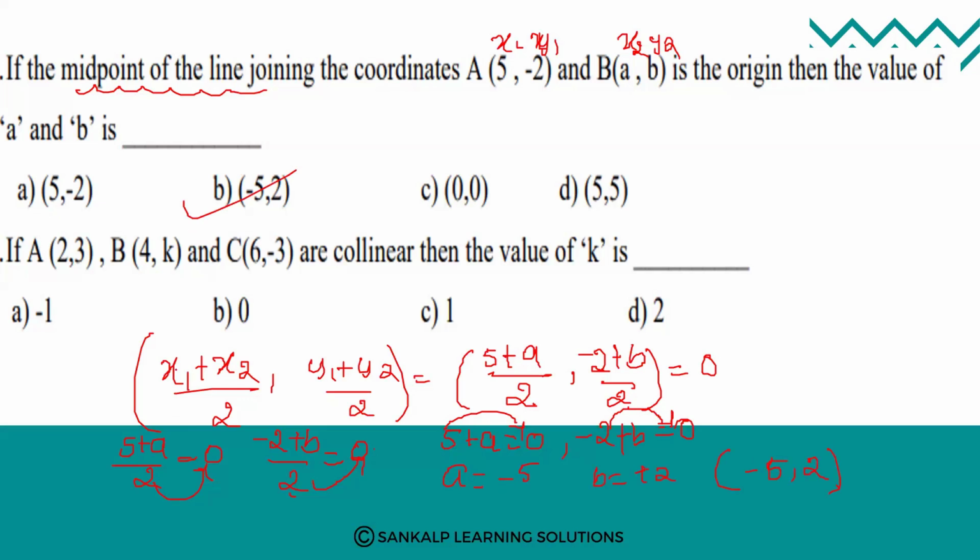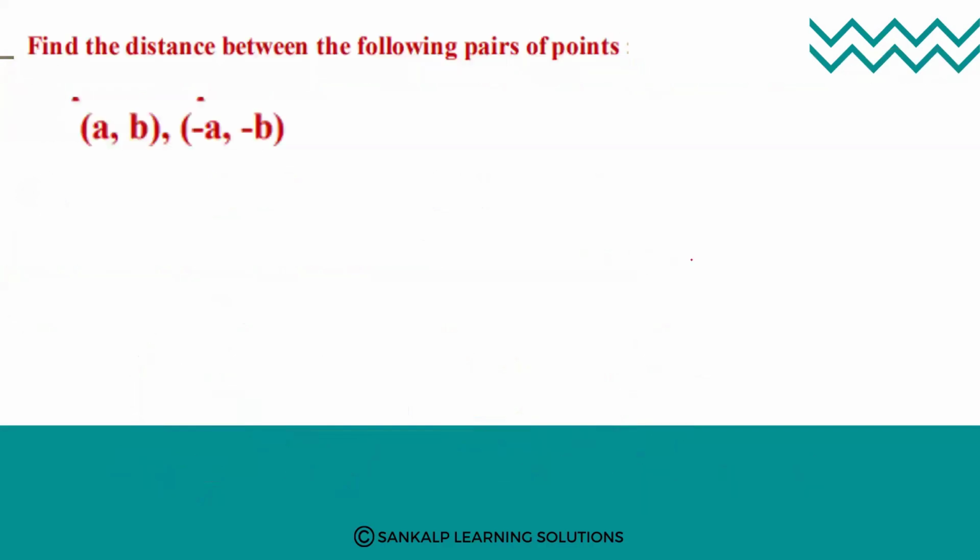Understood? Now, A (2, 3), B. So this is our collinear, then find the value of. Okay. So this comes under the area of triangle. So this portion is not there in your syllabus. Okay. So don't worry about this question.